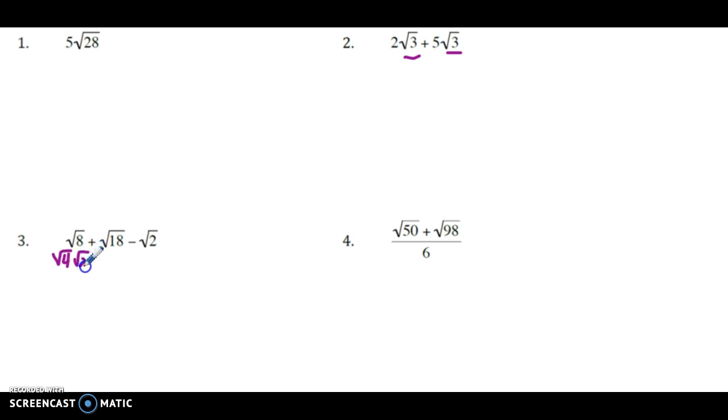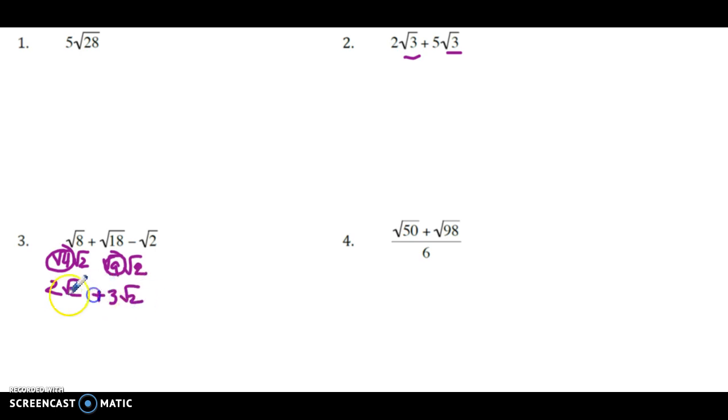And I chose 4 and 2 because 4 is a perfect square. And so the square root of 4 is just 2 radical 2. And now I'm going to do the square root of 18. The square root of 18 I can break up into the square root of 9 times the square root of 2. And again, I chose 9 because 9 is a perfect square. And the square root of 9 is 3, so I have 3 radical 2.